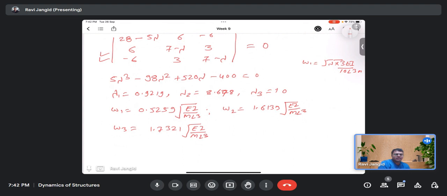Please give a try to find out the mode shapes. Then after finding the mode shapes, in this question there is nothing more. You have the initial displacement, velocity is 0. You need to find out q1, q2, q3, q1 dot, q2 dot, q3 dot, and u(t) would be there.